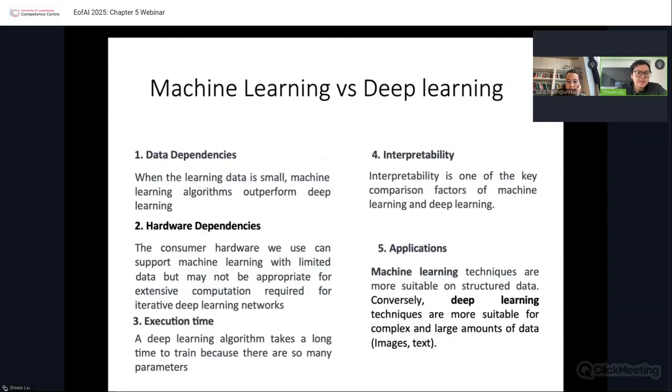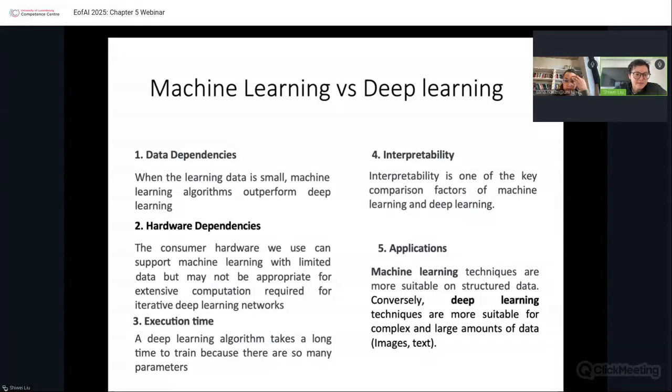There are several differences between machine learning and deep learning. The first is data dependency. When learning data is small, machine learning algorithms usually outperform deep learning, because deep learning is much more data hungry. For example, with the current ChatGPT or chatbots, people complain they almost learn all the data on the planet. So if you have small data, you use machine learning. If you have much data, you use deep learning.